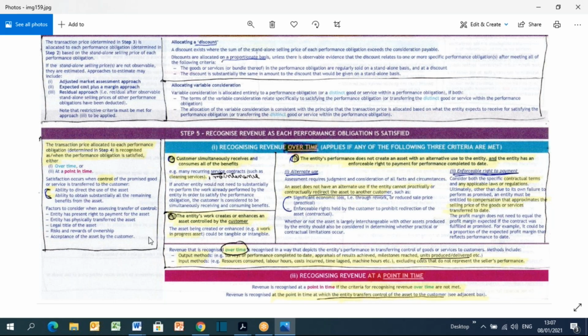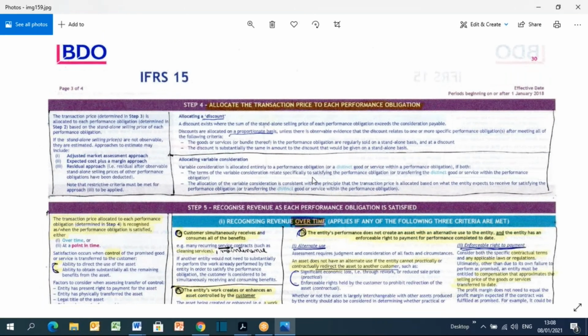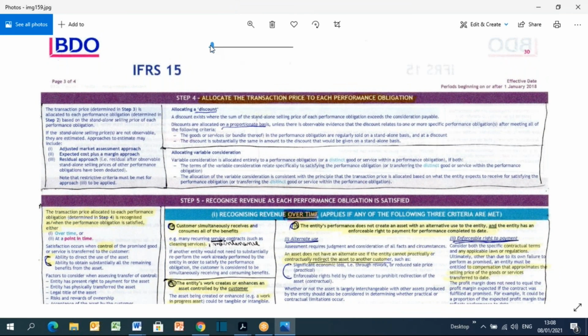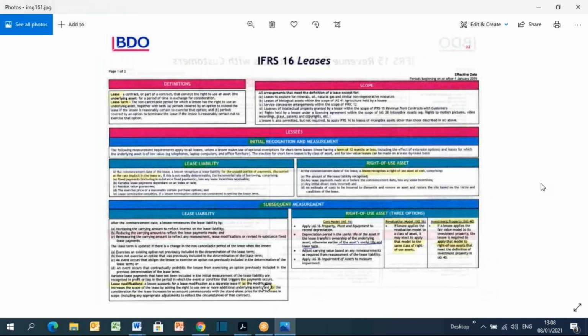Revenue should be recognized over time also by using these two methods, the output method and the input method. This is used a lot in the construction sector. And if the revenue is not recognized over time, it should be recognized at a point in time. So this is the bit that you should remember from this page. Again, there are so many pages on IFRS 15, but I just selected this one because it's worth remembering.